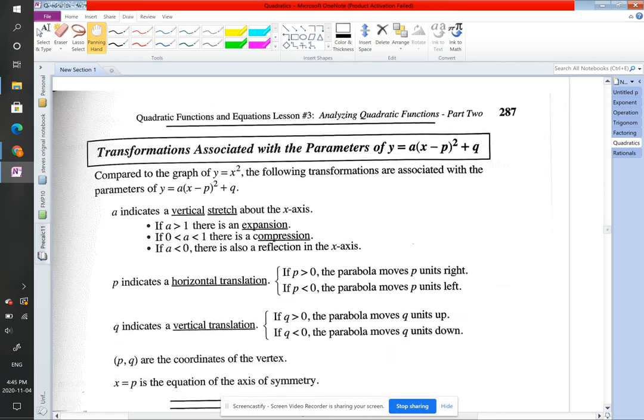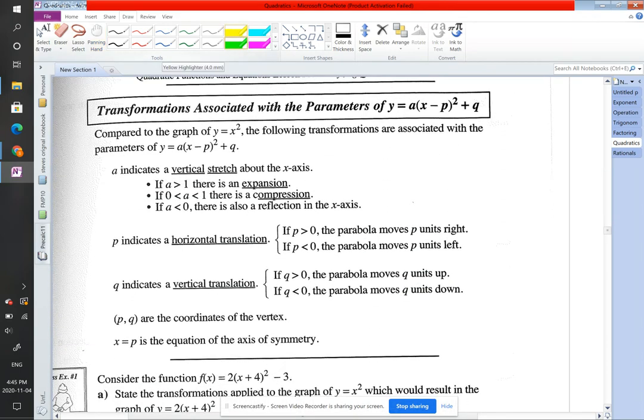So they sum everything up here really nicely. It talks about the values of a, p, and q. So this is a really nice page to have handy here. It says here, a indicates a vertical stretch about the x-axis. If a is greater than 1, there's an expansion. If a is a fraction, there's a compression. And if a is negative, there is also a reflection. It flips upside down. P indicates a horizontal translation. If p is greater than 0, the parabola moves p units to the right. If p is less than 0, or negative, the parabola moves p units to the left.